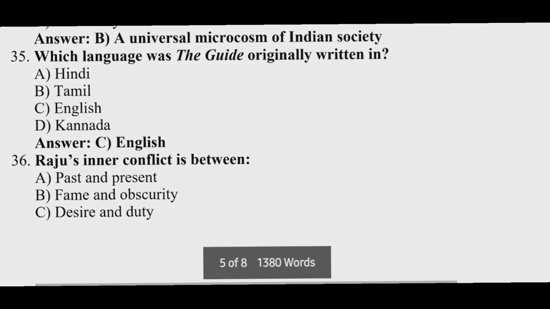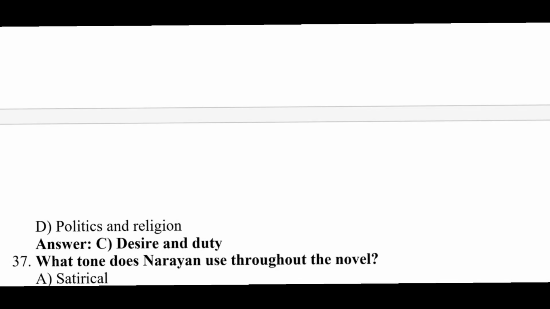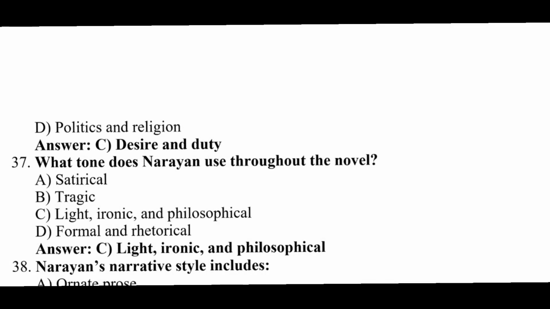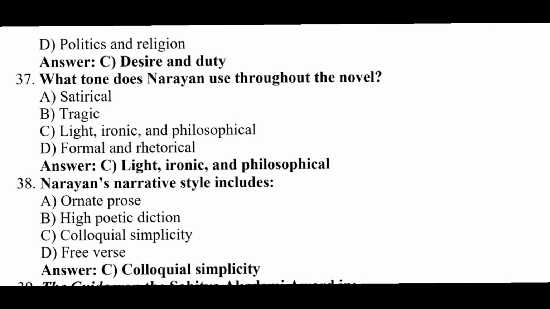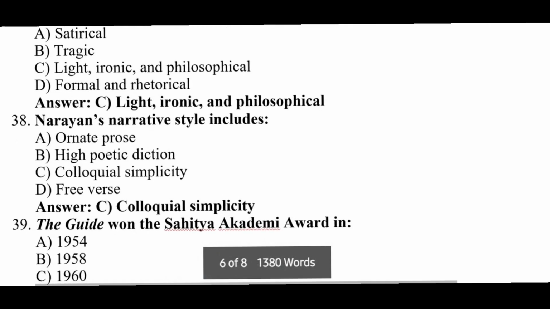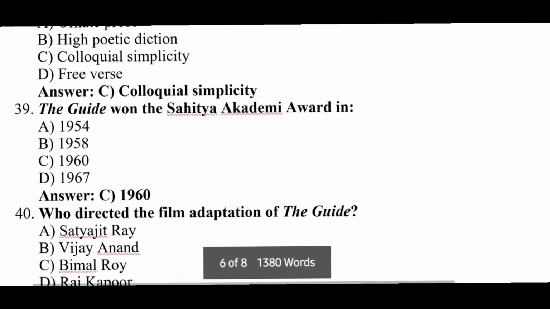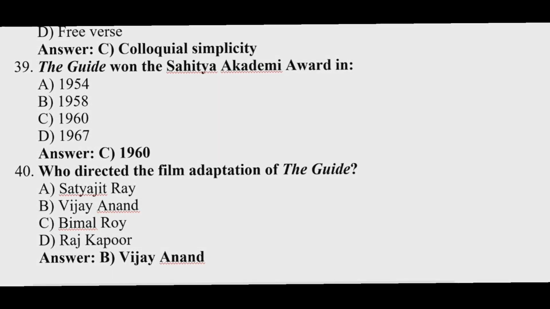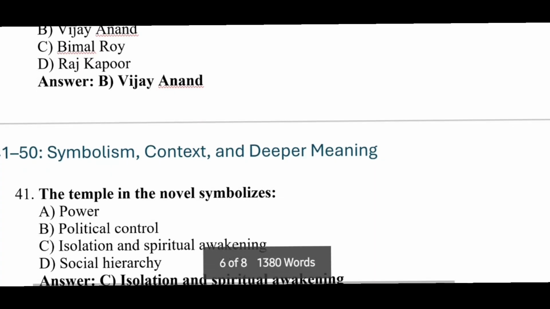Raju's inner conflict is between desire and duty. What tone does Narayan use throughout the novel? Light, ironic, and philosophical. Narayan's narrative style includes colloquial simplicity. The Guide won the Sahitya Akademi Award in 1960. Who directed the film adaptation of The Guide? Vijay Anand.